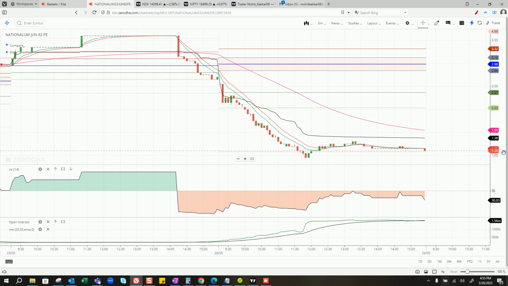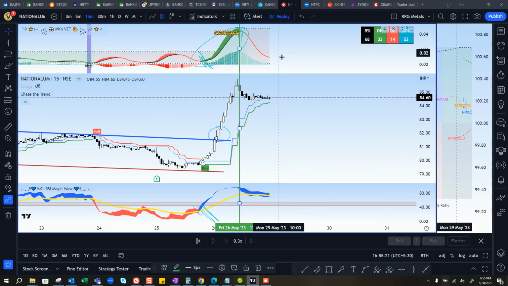The option has gone to 1 rupee. Okay, and the lot size of this is 7,500. So easily you can catch 6,000, 7,000, something of that kind of move. So this is how we picked National Aluminium. Okay, now let's go back to our earlier screen.